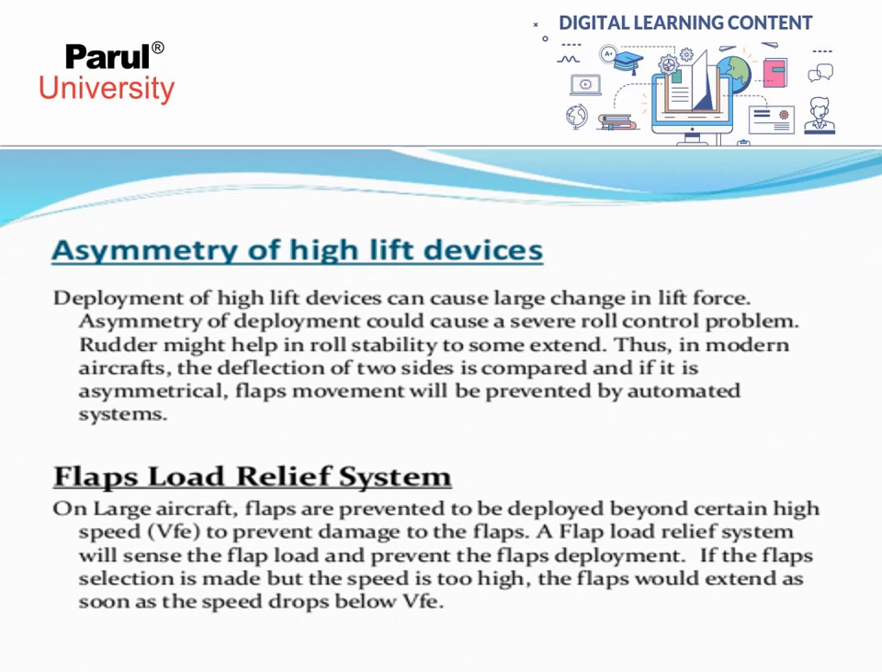Asymmetric. The deployment of high lift devices can cause large change in lift force. Asymmetric deployment could cause several control problems. Rudder might help in roll stability to some extent. Thus, in modern aircraft, the deflection of two sides is compared, and if it is asymmetrical, flaps movement will be prevented by an automated system. This is the feature about the asymmetric of high lift devices.